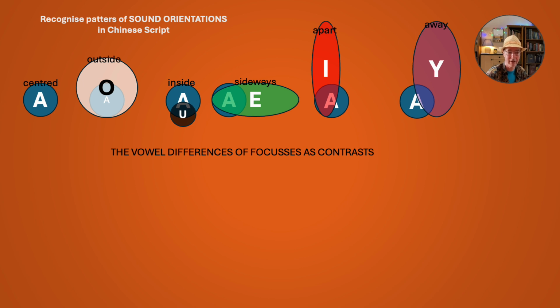So the A is the centered focus. There goes the O outside the focus, or the U goes back inside. The E goes sideways in a way. The E takes something apart, and the Y is going away from the focus. These are the big spatial references that can be recognized actually quite quickly.